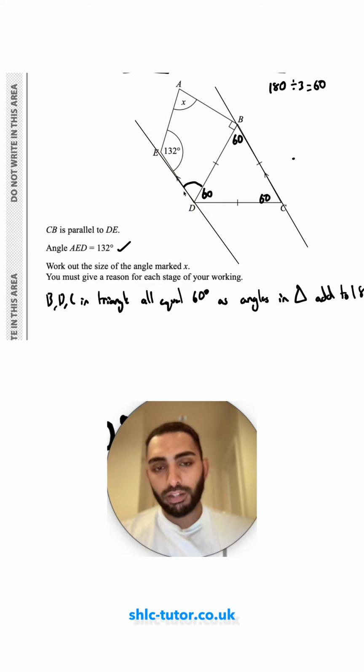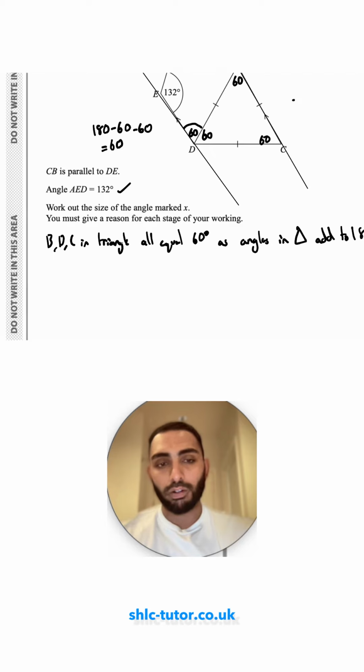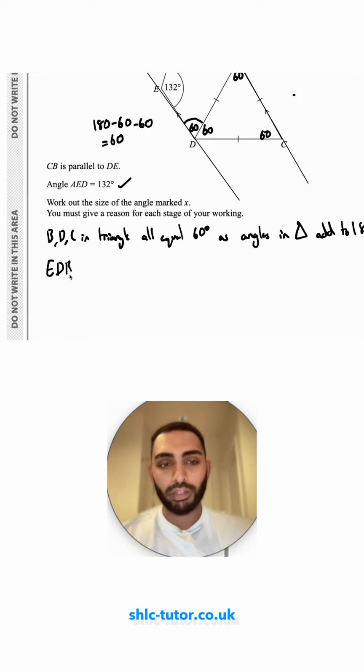So I'm going to find this angle first. I'll do 180 minus 60 and minus that 60, which gives me 60. So this angle will also be 60. So the way I would write it is EDB, E to D to B, this angle over here, EDB, is equal to 60 degrees as co-interior angles add to 180.